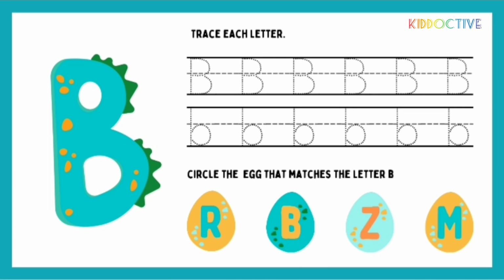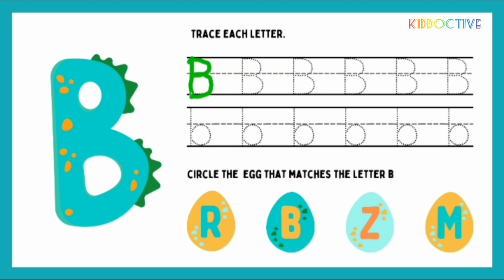Now comes letter B. So how we will write B? We will write letter B like this. One standing line, then curve. Okay. This is small letter B. Standing line, a small curve.